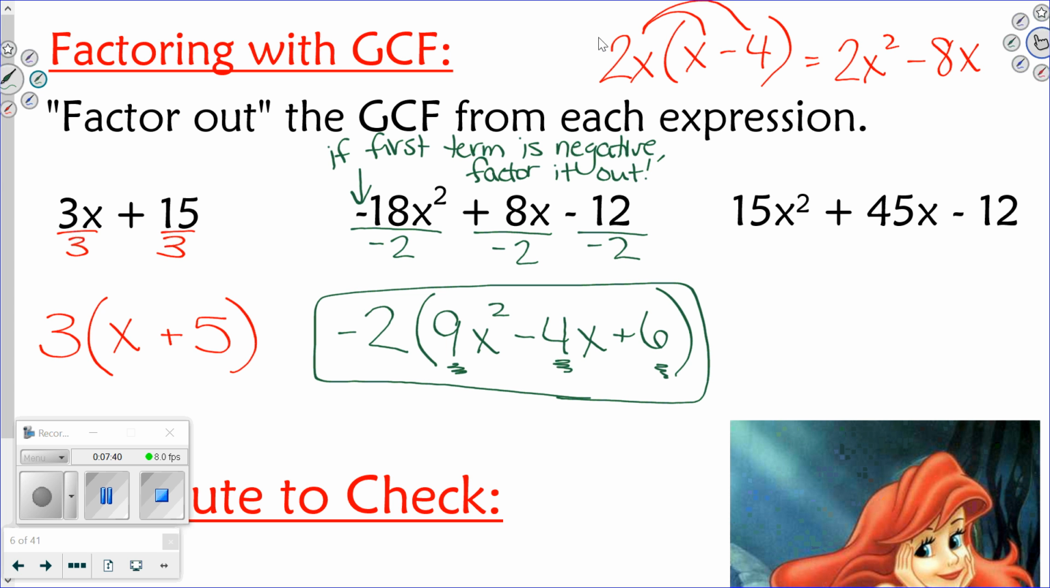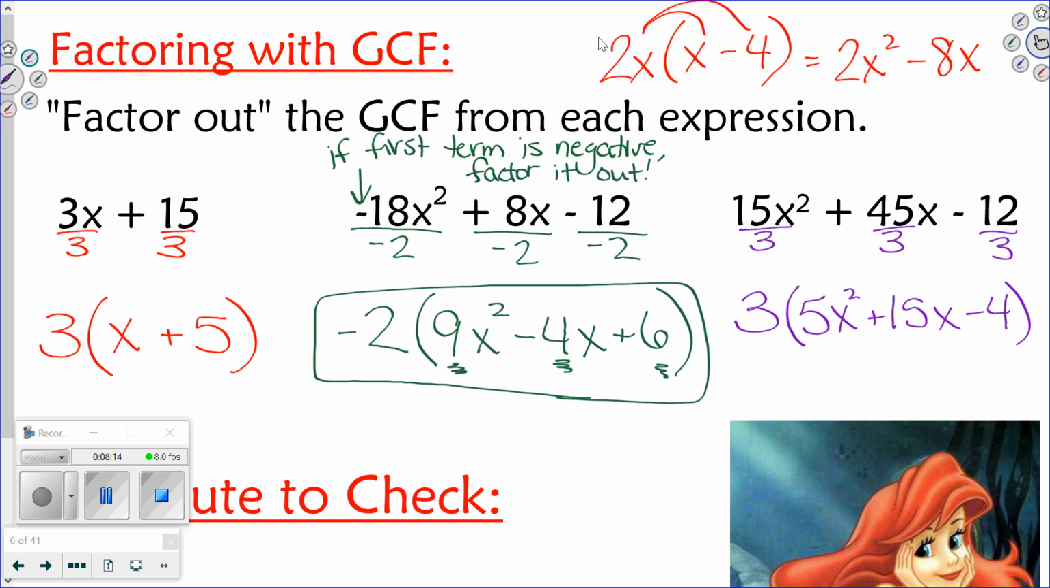Okay? All right, how about that last one up there? What goes into all 3 of those? Is that a question? 3. All right, can I take an x out? No, they don't all have them. So that means I'm going to divide out this 3. And what are we left with? Good. 5x squared plus 15x minus 4.